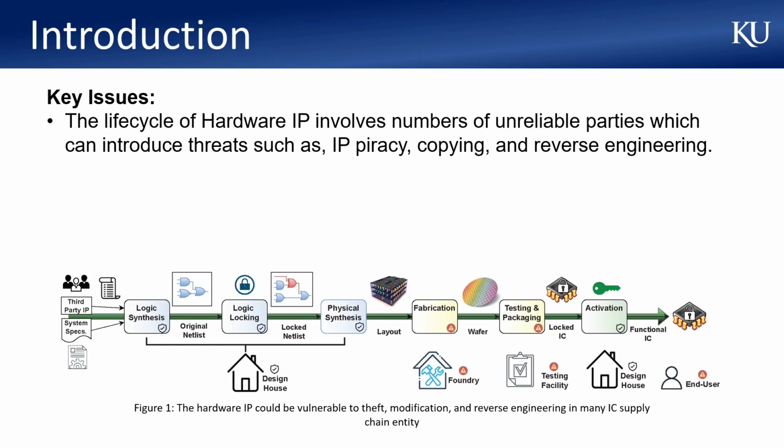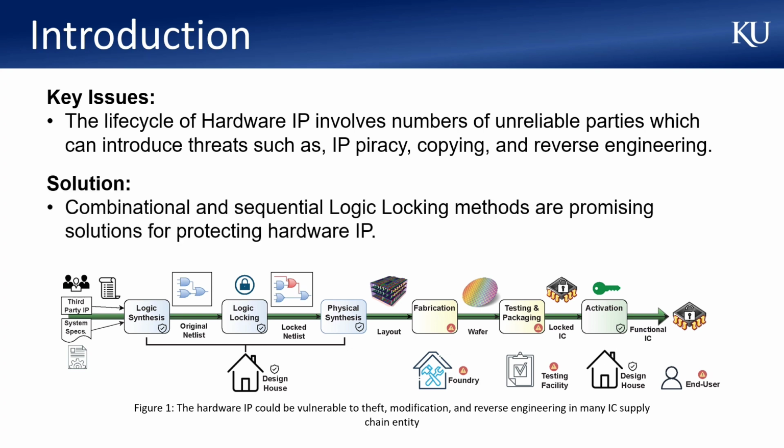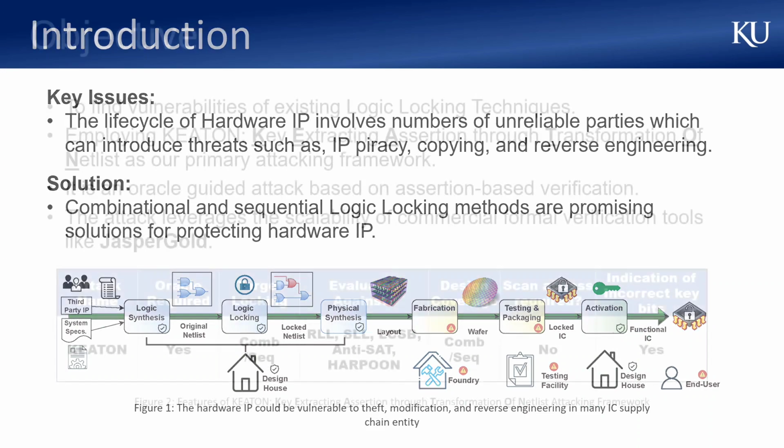Alright, now we know that some fundamental security issues involved with hardware IPs are IP piracy, overproduction, and reverse engineering. These kinds of hardware level threats can be introduced by any unreliable parties from the IC manufacturing supply chain, such as untrusted foundry, testing facility, or even end users. One of the proven solutions to these threats on hardware IP is logic locking techniques. Logic locking can either be combinational or sequential.